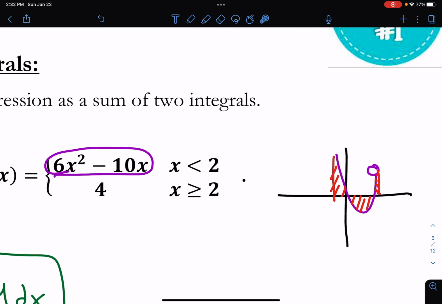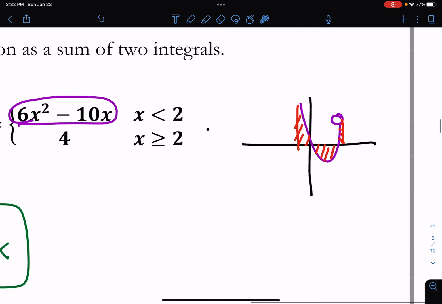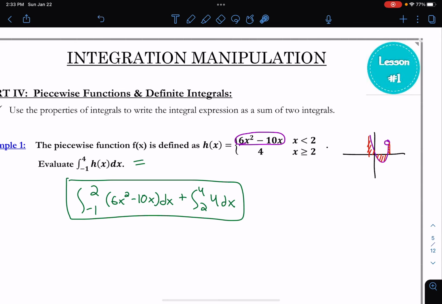The only thing you have to worry about, and this is more of a Calc BC thing, is what if your graph has like a vertical asymptote? Like if I plugged in 2 and it gave me a vertical asymptote? That's something you'll learn when you take Calc 2 in college or if you take Calc BC next year. But yeah, for us though, nothing super crazy.